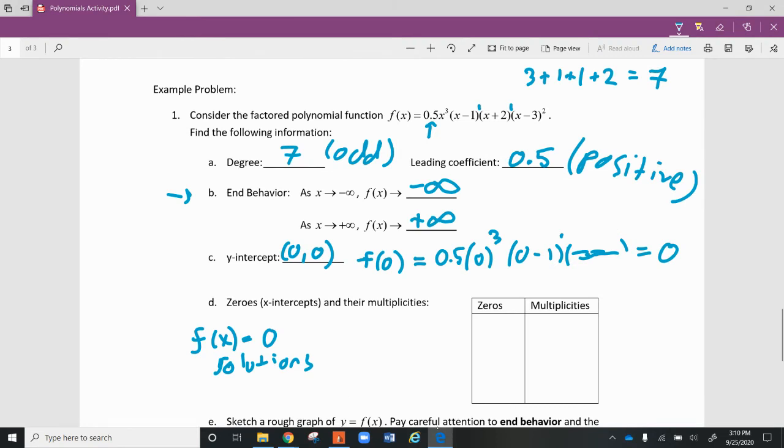So x cubed, if x cubed equals 0, we're going to have 0 as one of our zeros. Now the multiplicity, because that x factor is cubed, the multiplicity of that 0 would be 3. Each 0 has its own multiplicity.